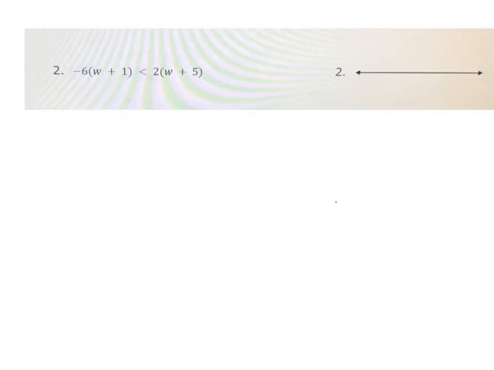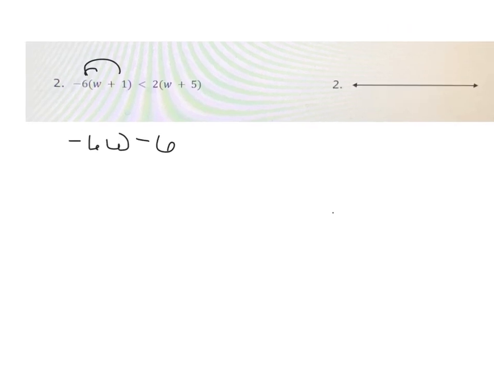Okay, here's number 2. And again, I would prefer that you stop the video and work it out and then come back and go over it with me. Or you should just be going over it with me because you've already done it. Okay, here we go. So first of all, we have two distributive properties, so we're going to make sure we do those first. So this gives me negative 6 times w is negative 6w. Negative 6 times 1 is negative 6 is greater than.